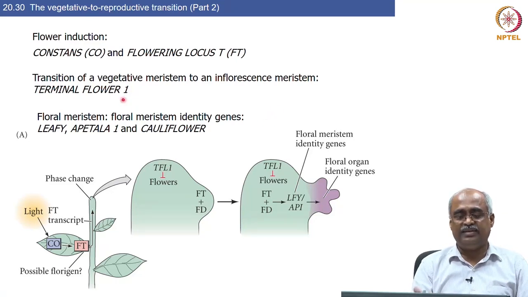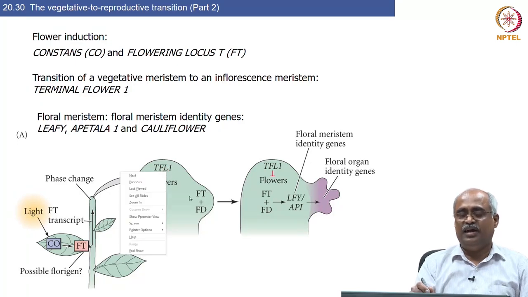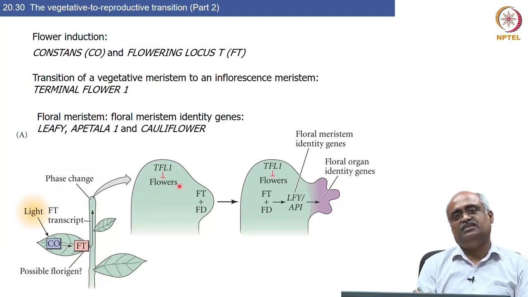Okay. And another gene that we need to talk about is for the transition of the vegetative meristem to inflorescence meristem. That is governed by TERMINAL FLOWER 1. So TERMINAL FLOWER 1 inhibits the vegetative meristem from converting into inflorescence meristem, or producing a single flower at the terminus. And that has to be overcome by this light-induced and other factor-induced, you know, the four pathways we saw, and that needs to be suppressed to transition into the inflorescence meristem fate.